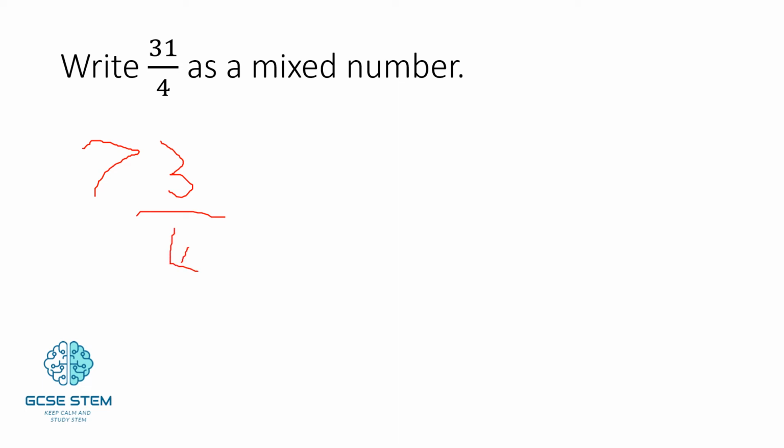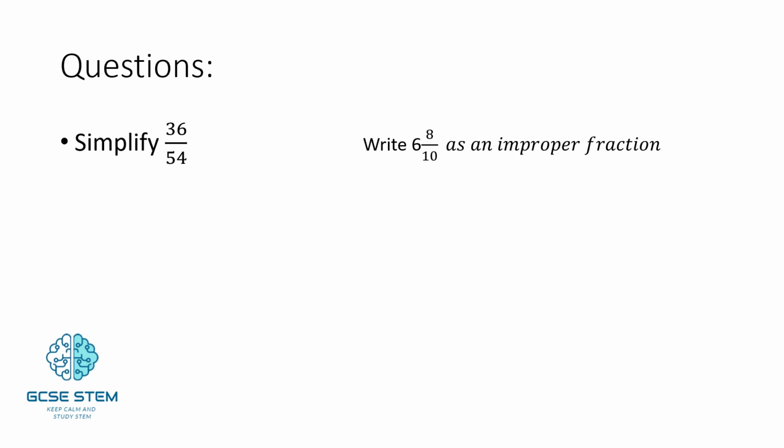Now you can always multiply this out and check this. So 7 multiplied by 4 would give us 28. Add on the 3, 29, 30, 31. And in total that would give us 31 over 4. Now here are some questions. Please pause the video and have a go.